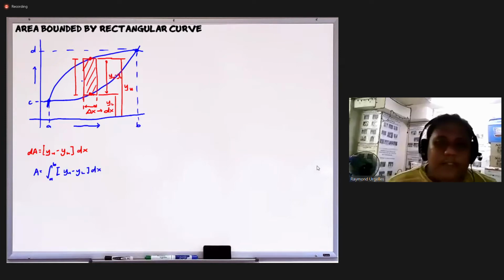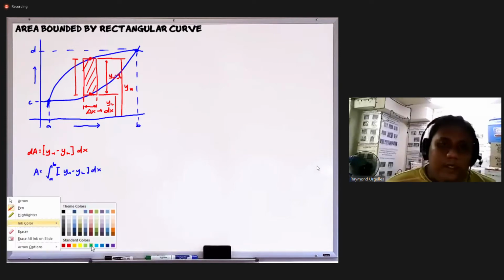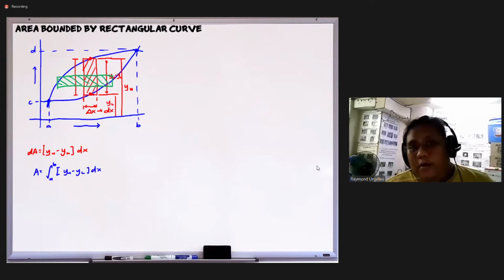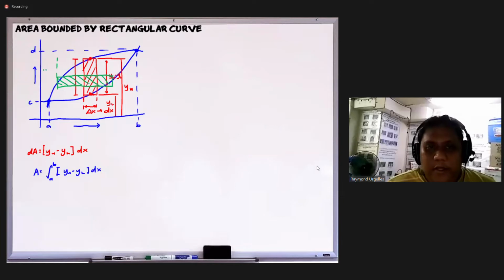Diba? So you can imagine that the other way is by using horizontal strips. Now, so horizontal strips naman natin, we consider a horizontal rectangle. So like this one. Okay, nakuha ba? So horizontal naman yung gagamitin natin. Okay, so kung horizontal rectangle yung gagamitin natin, so we are dealing here with x coordinates.